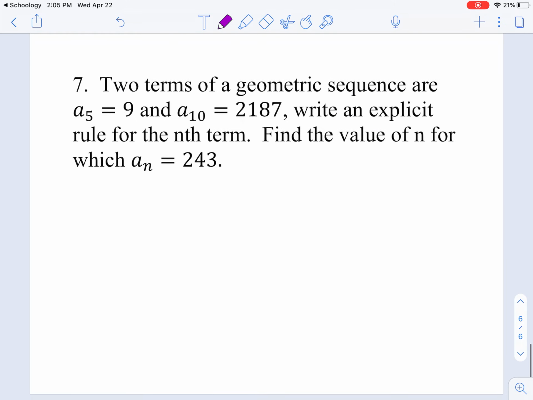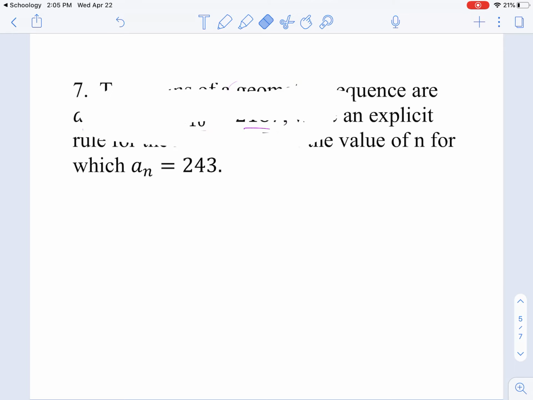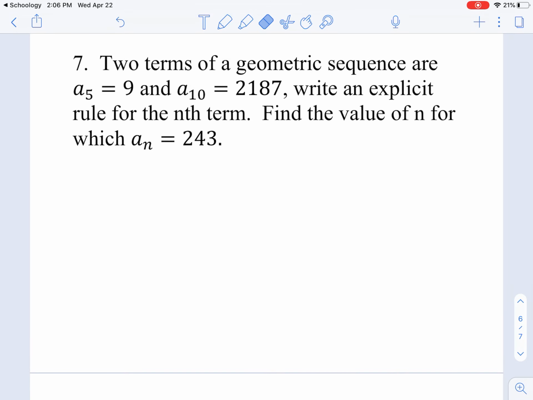Okay. All right, so this one right here, I decided not to do two terms of an arithmetic sequence because that's so easy. Because arithmetic's a line, you can write them as points 5, 9, and 10, 2187, and then find the slope, write the equation of the line. Geometric's not as easy. People have always struggled with that more. So arithmetic, look at your notes if you need to look at another one, but remember, it's linear. Get your 2 ordered pairs, write your points. Slope, plug it back in to write your equation of your line.